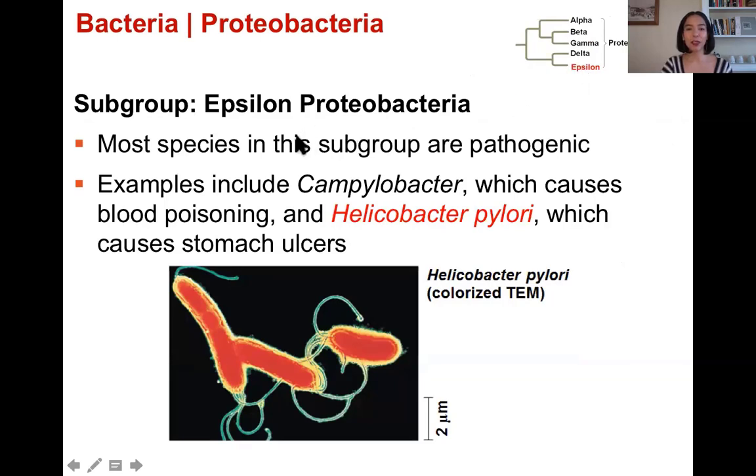In this group of protobacteria, we have Campylobacter or Helicobacter pylori, the one that I mentioned that has been transferring DNA into the stomach cells that can cause cancer as well. So this is associated with the stomach ulcers, Helicobacter pylori.